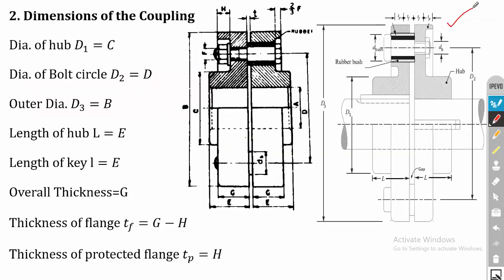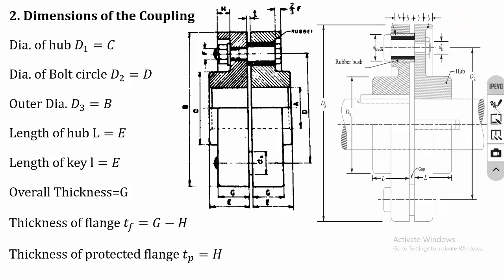So this is the drawing that I have considered, and this is the drawing given in the data book. Okay. So first one, the diameter of the hub, we will write it as D1. You can see the image. The diameter of the hub here is specified as C. So in the table, you can take the value of C as the diameter of the hub.